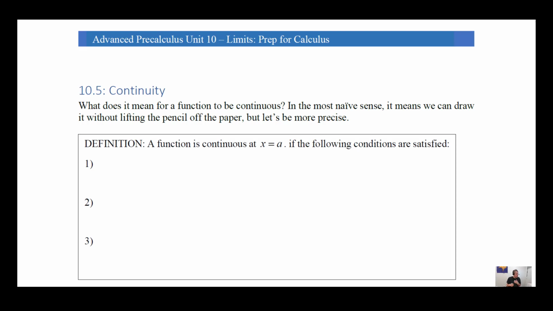Okay, on this, the last day of the unit, we're going to talk about continuity. Continuity is probably a concept you know of, and you probably think of it as I can draw it without lifting my pencil off the paper. But we're going to be a little bit more precise here.